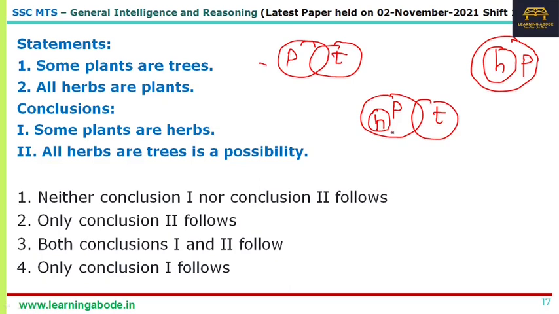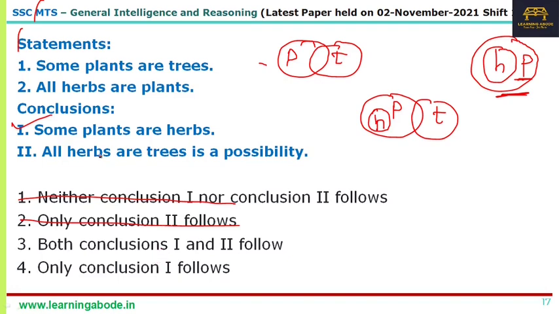This is one possibility, right. So let's not stretch it any further. Let's look at the conclusion. The first conclusion is some plants are herbs, yes. Now that is obvious. From the second statement, one way of looking at it is all herbs are plants. The other way of looking at it is some plants are herbs. So among the plants, some of them are herbs. So conclusion 1 follows, which means option 1 is ruled out, option 2 is ruled out. So you are only left with option 3 and 4.